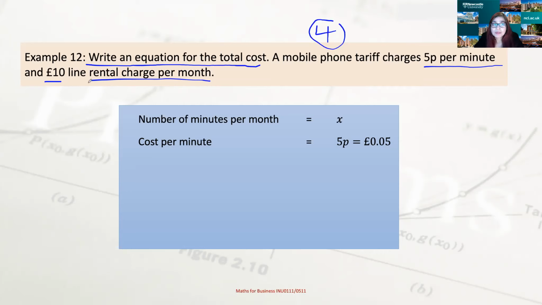And what is the rental charge per month? It's 10 pounds. Rental charge per month, that's a fixed amount, okay? Rental charge per month is a fixed amount.